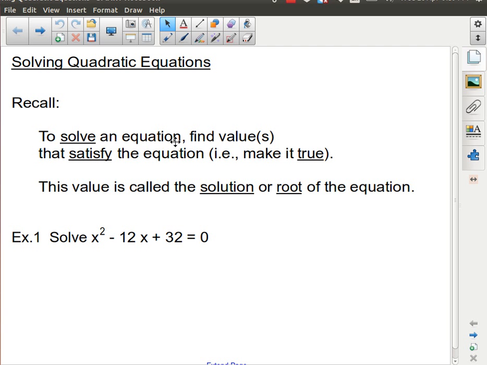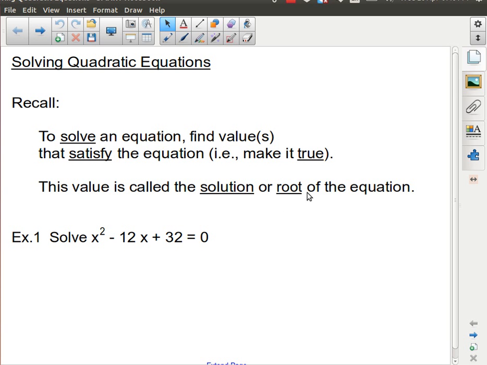It doesn't have to be a quadratic equation. You can solve any equation. And the general rule is you're trying to find the values of the variable or the variables that satisfy the equation, that make the equation true. So we've done this before. We can find something called the solution.